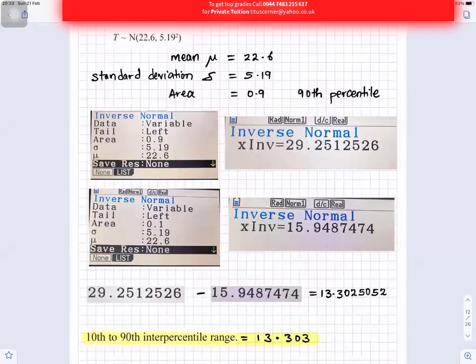And we do the same for 0.1, the 10th percentile. The standard deviation stays the same, 5.19. The mean stays the same, but we go to the 10th percentile now, and that gives us 15.948. So now we want to find the interpercentile range, so we subtract them. 29.251 minus 15.948 gives you the 10th to 90th interpercentile range to be 13.303.